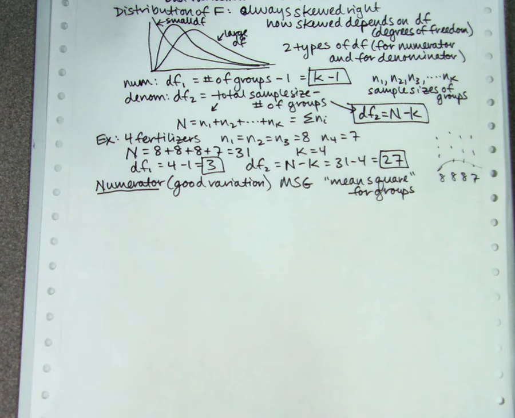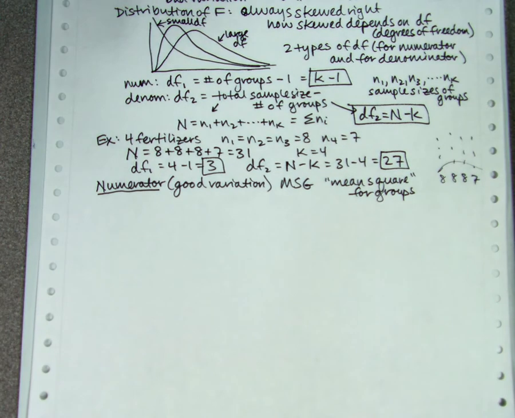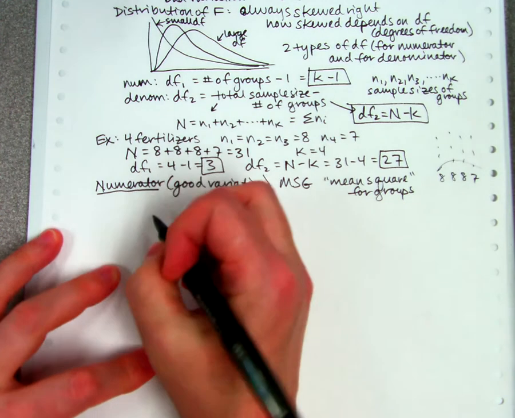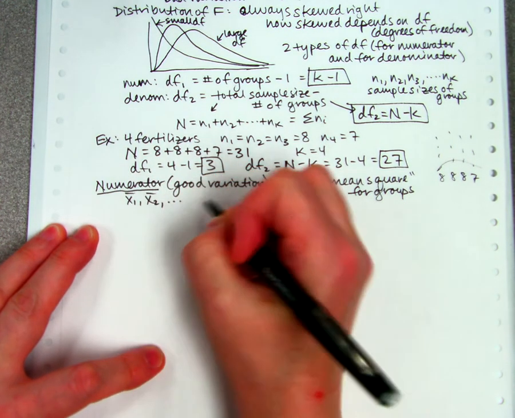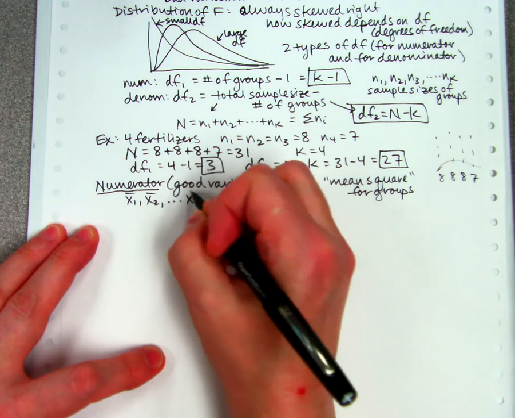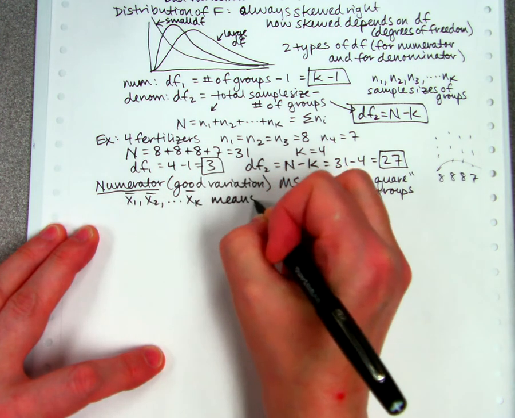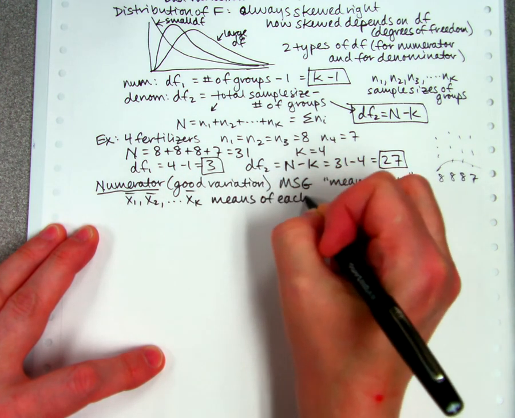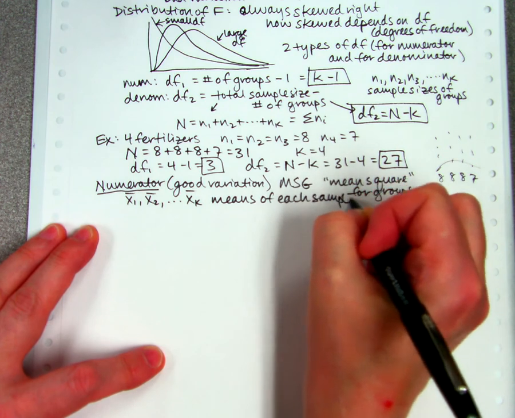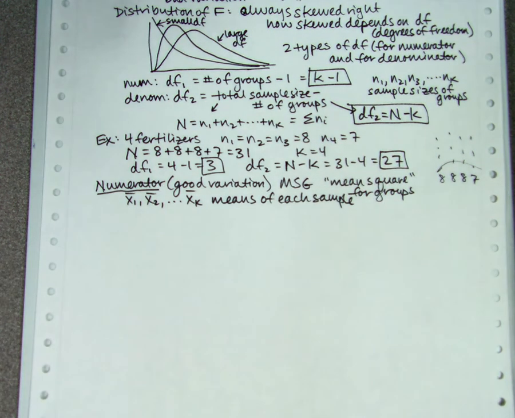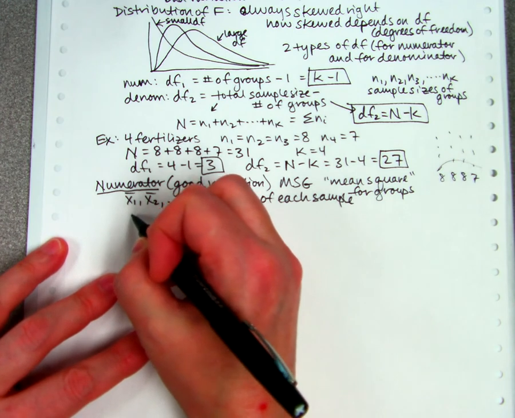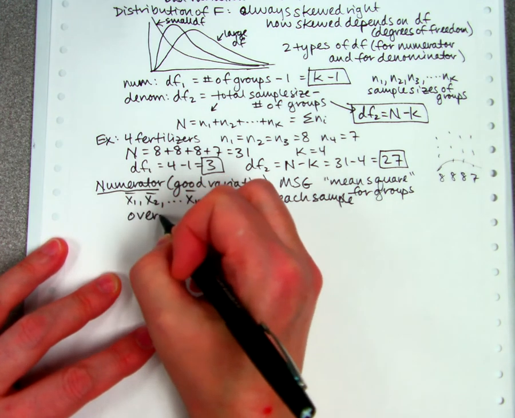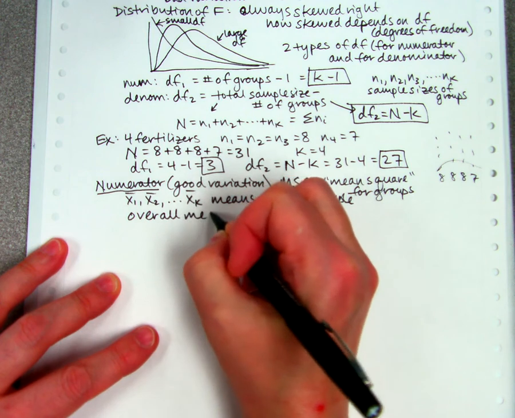Okay, so what you do for that is you have to look at the means of each sample and compare them to the overall mean. So we've got x1 bar and x2 bar and all the way up to however many we have, xk bar, are the means of each sample. And we want to know how far off those are from the overall mean. If you put them all together into one big sample, instead of 4 separate ones, or however many there are, you can find the overall mean, which is just called x bar.